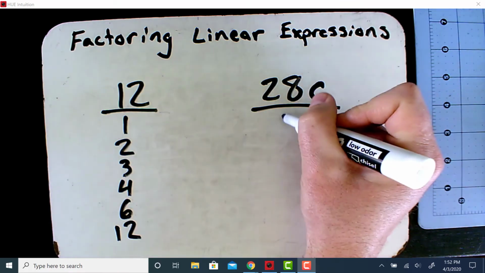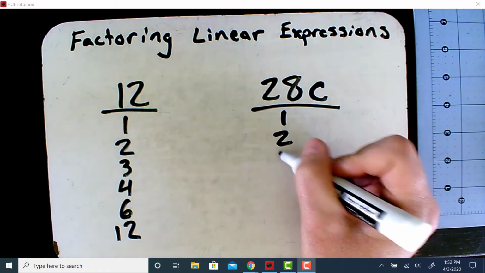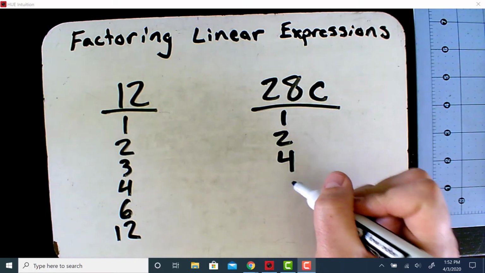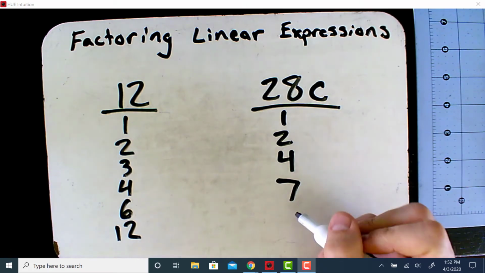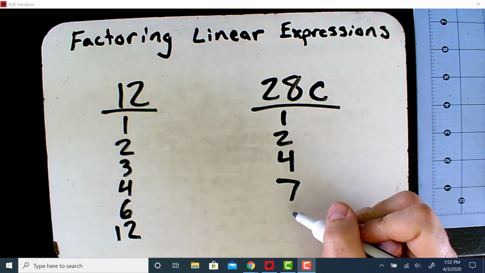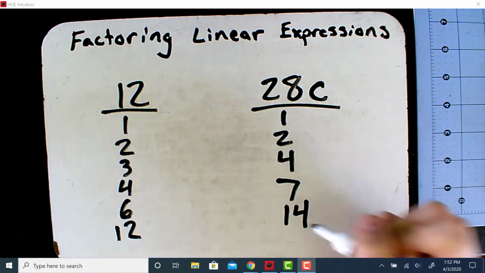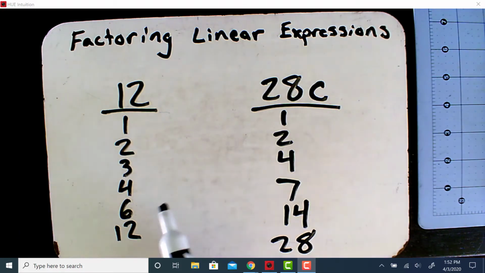28 has the factors 1, 2, let's see, 4, not 5, not 6, 7 does. 8, no. 9, no. 10, no. 12, no. 13, no. 14, yes. And I think 28. So here we've got our factors of both numbers.